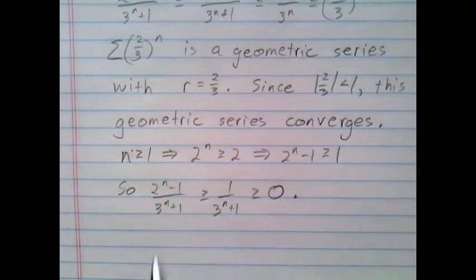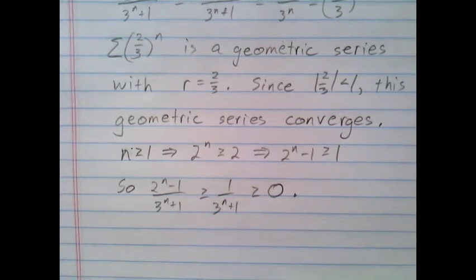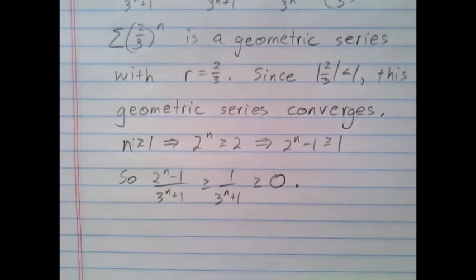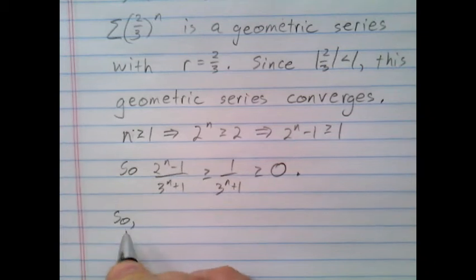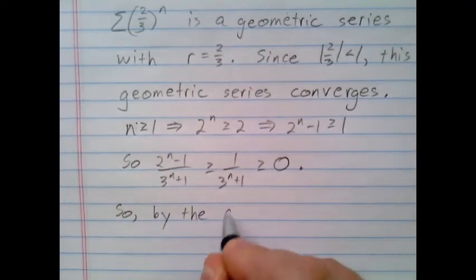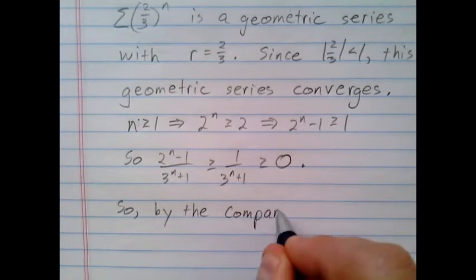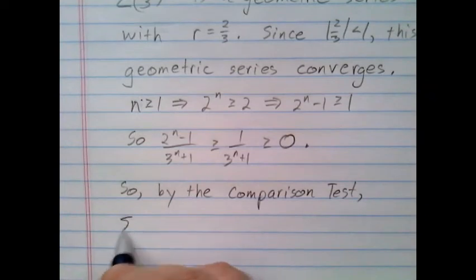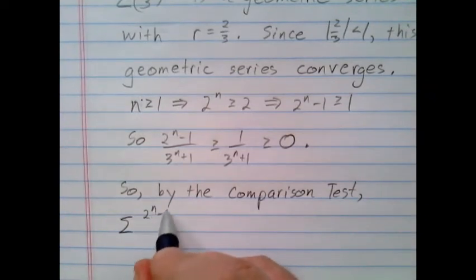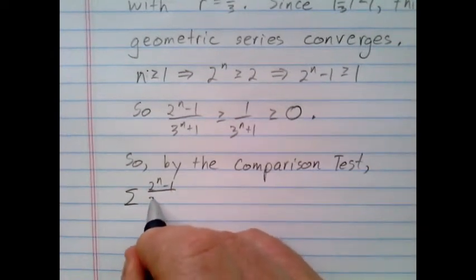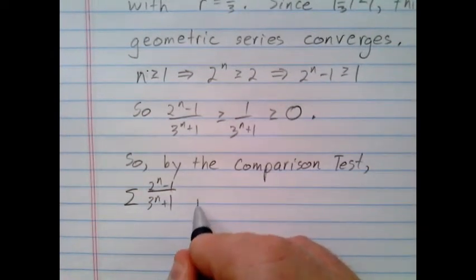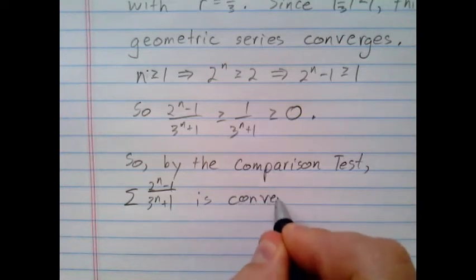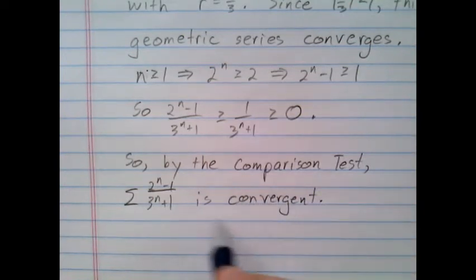I've shown that my terms are sandwiched between 0 and the terms of a convergent series. So now I can go ahead and state what test I'm using and state my conclusion. So, by the comparison test, my original series, where the nth term is 2 to the n minus 1 over 3 to the n plus 1, is convergent. And that's all there is for that problem.